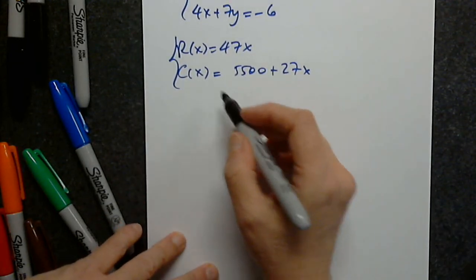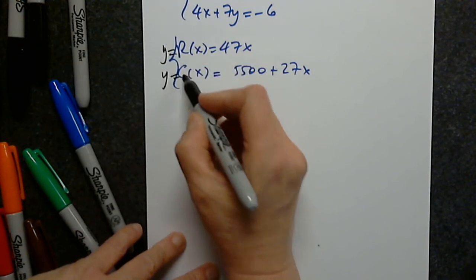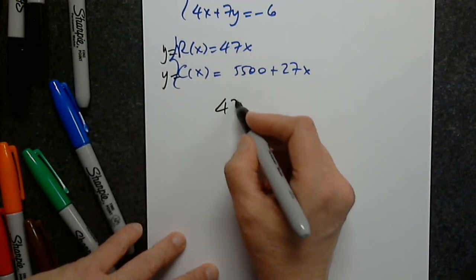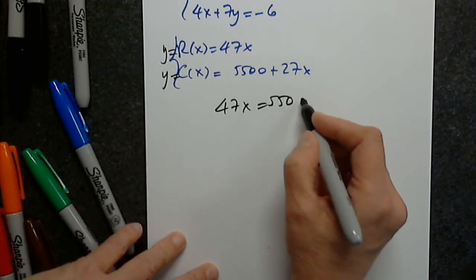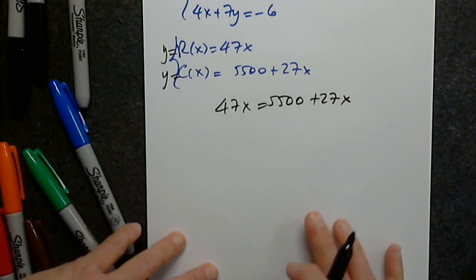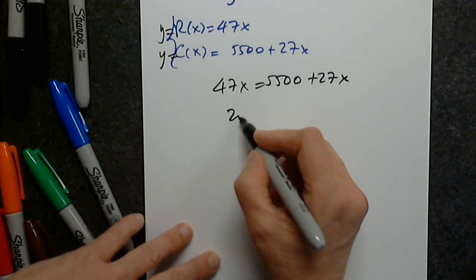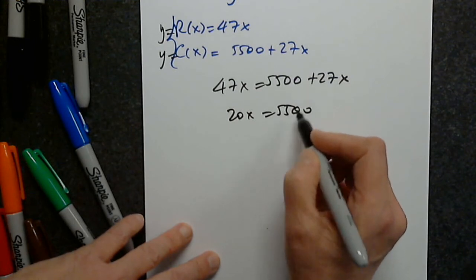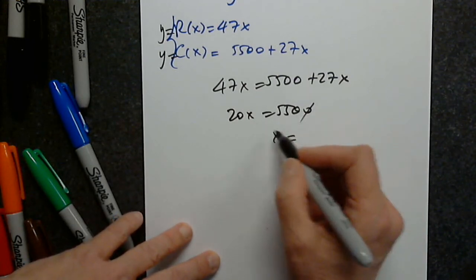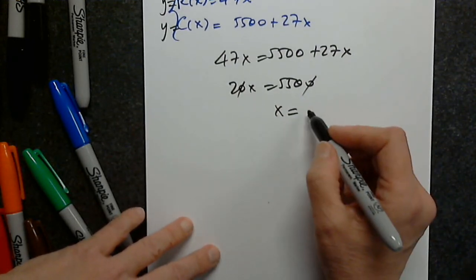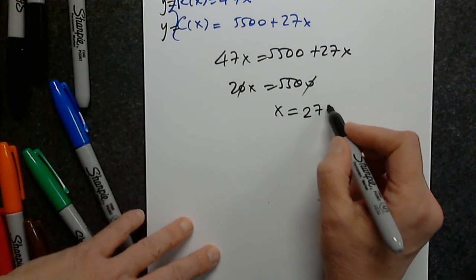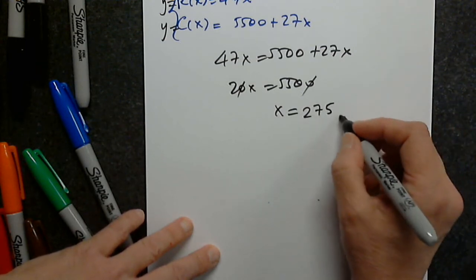Revenue equals cost. This is the y value and this is the y value. They are the same. So 47x must equal 5,500 plus 27x, which is 20x equals 5,500, and x equals 275.